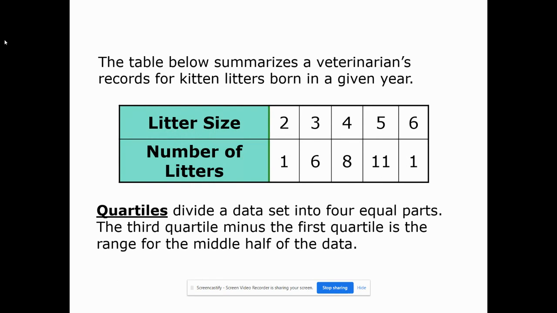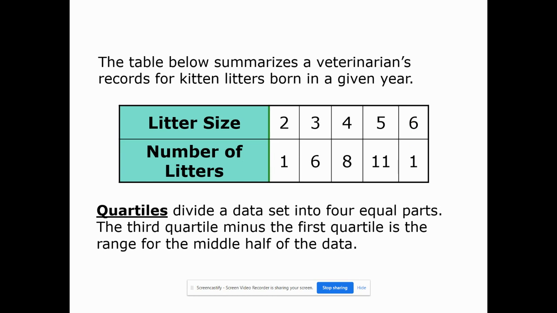Let's look at this table. It summarizes a veterinarian's record for kitten litters born in a given year. One litter had a size of two kittens born. 6 litters were litters of 3 kittens. 8 litters had 4 kittens in them. 11 litters had 5 kittens in them, and 1 litter had 6 kittens in them.